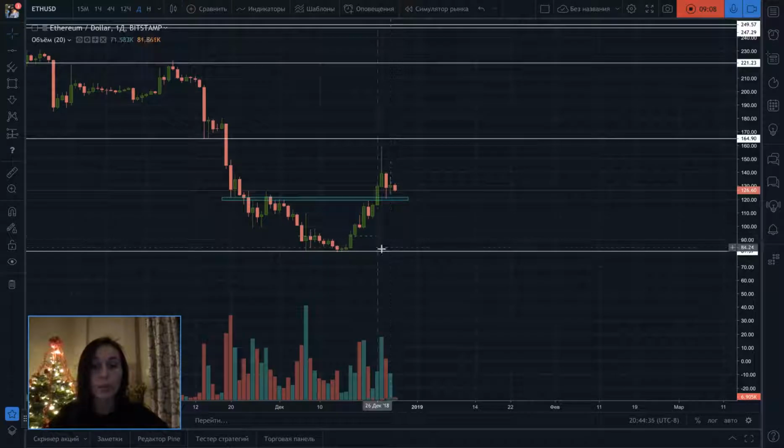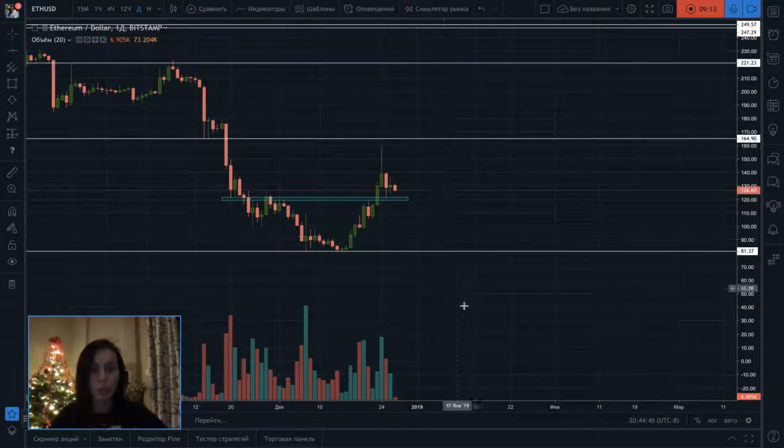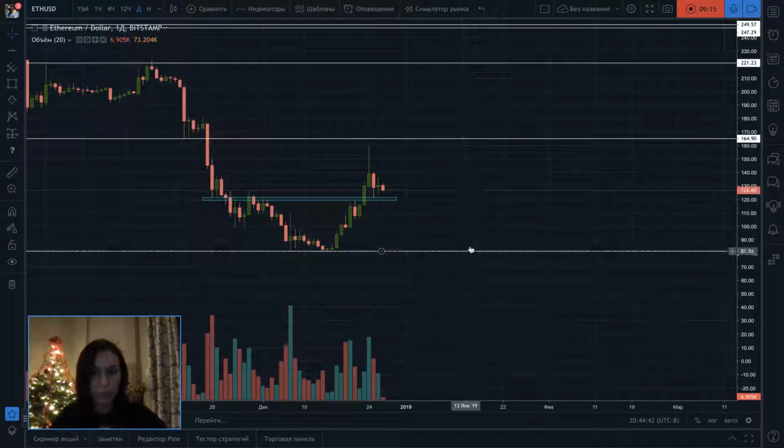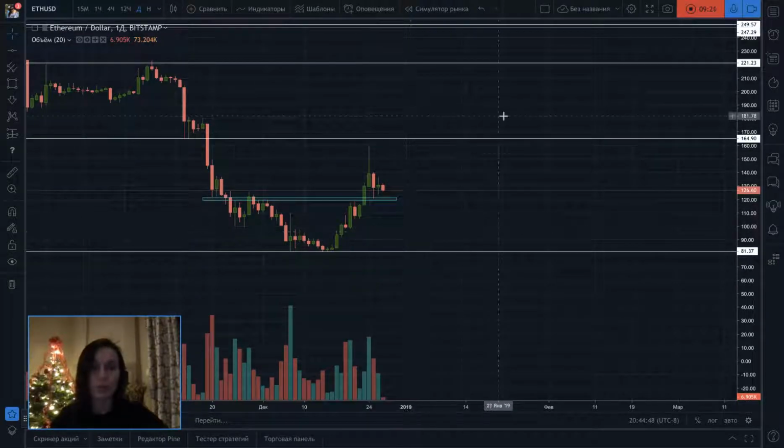So whenever you see here that the price reacts, or it goes down, or it jumps, you can buy here, and just wait for the price over here. So we can make one more retest of the level.